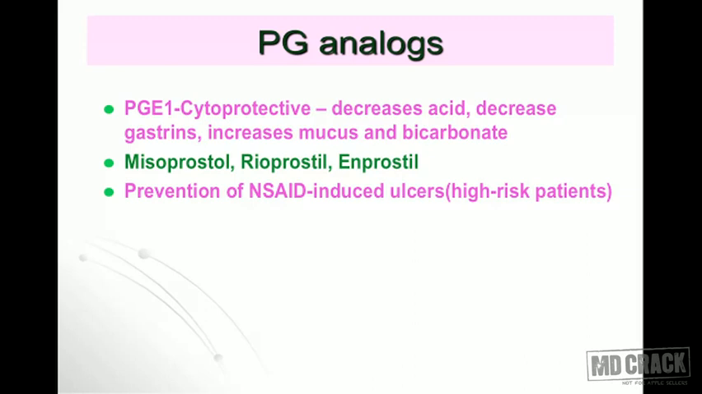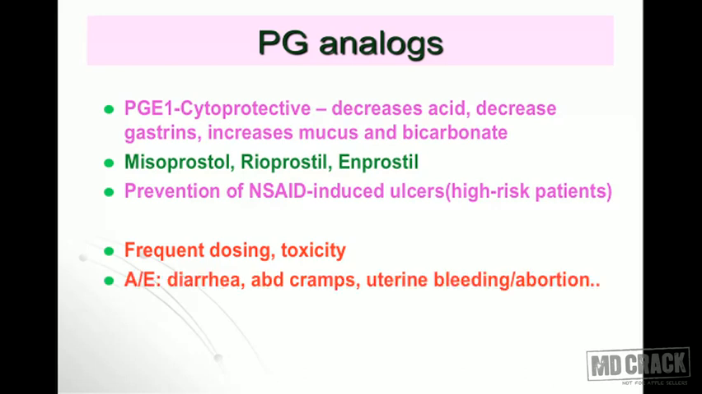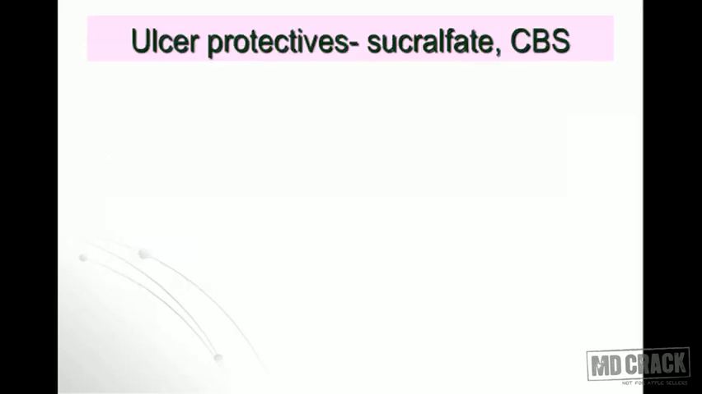So you could think of using the prostaglandin itself or the prostaglandin analogs for high-risk patients to prevent the NSAID-induced peptic ulcer. The problem with the PG analogs is you need to give them frequently, and they also produce toxicity. This could be diarrhea, abdominal cramps, uterine bleeding and abortion because they are uterine stimulants. So these are the drawbacks of the PG analogs.